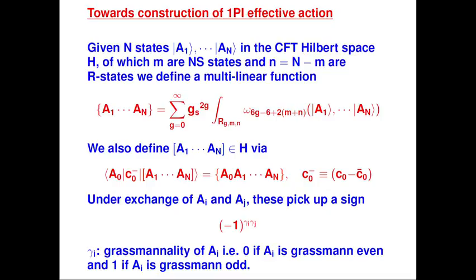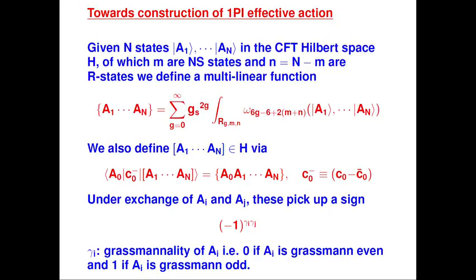So the first ingredient is that now that we have given a prescription for constructing RGMN and also for constructing the omega, we now define, given n states A1 to An, of which maybe M are NS sector states and small n are R sector states, a multilinear function of the states in this way. This you will recognize is nothing but the off-shell amplitude. All that I have done here is that I have also summed over genus. So it is not the off-shell amplitude at a given genus, it is the off-shell amplitude summed over all genera.